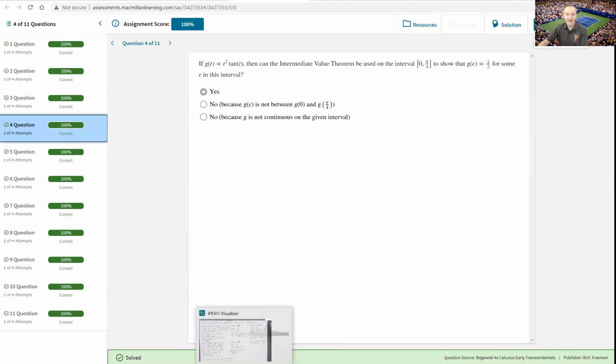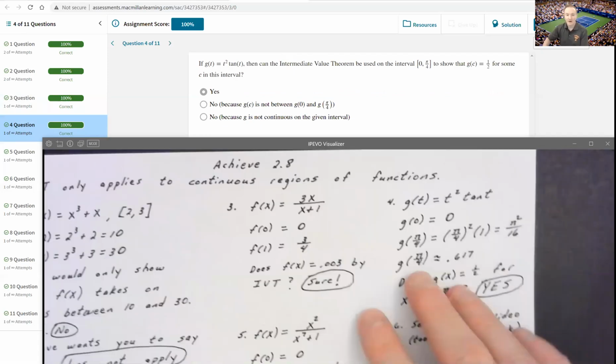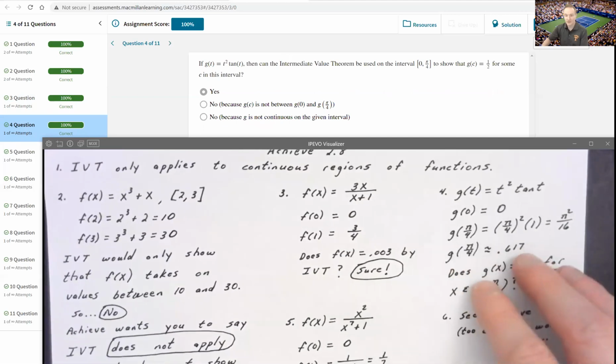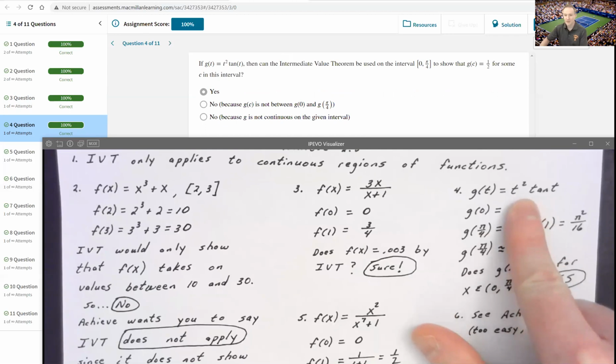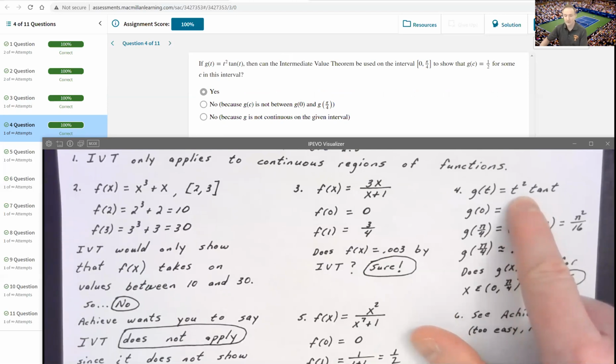Number 4 here. When we're looking at that, we can say, well, all right, we've got a trigonometric function in here. G of t is equal to t squared tangent t. So I'm trying to show that this function is equal to 1/2 for some value of x that they're calling c between 0 and pi over 4.